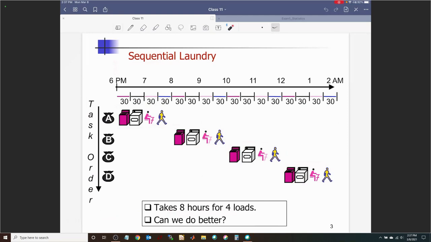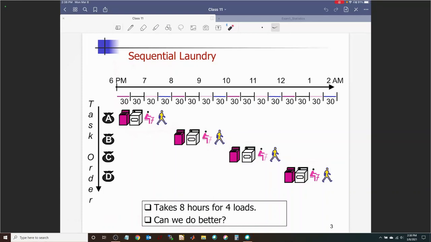Obviously, there should be a way to do better, right? 8 hours is too long a time. One thing that this sequential laundry scheme is missing is that the washer, for example, goes unused between 6:30 and close to about 8 o'clock. That resource is not being used for a good 1.5 hours. The same thing applies for the other 3 resources. So can we do something in parallel to reduce our overall time?